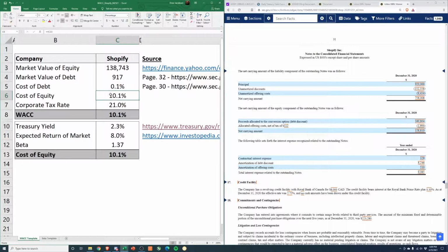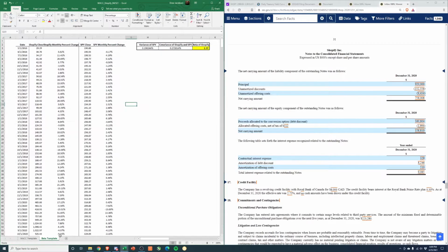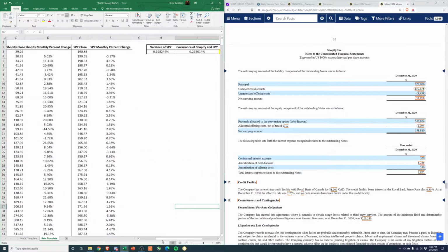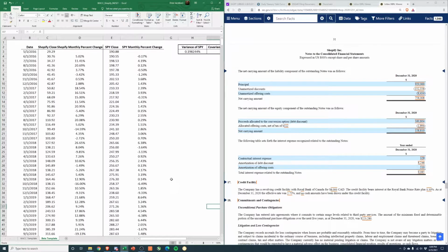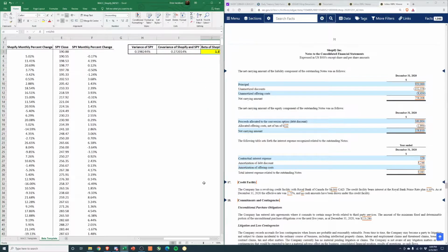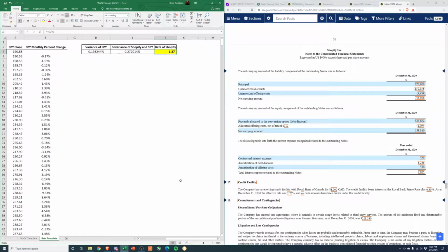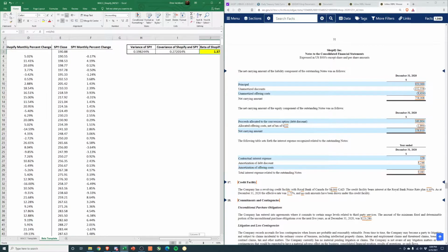Cost of equity, this is the fun part. We just calculate beta. If you're not familiar with beta, it's kind of like the sensitivity of the stock in comparison to the broader market. So right here, we calculate their beta at 1.37, and I'll show you where we get the data. This is saying that if the S&P moves 1%, we would expect Shopify to move 1.37%. So it's just its sensitivity to the overall market.